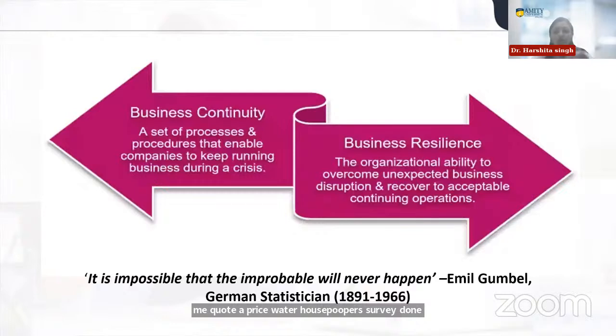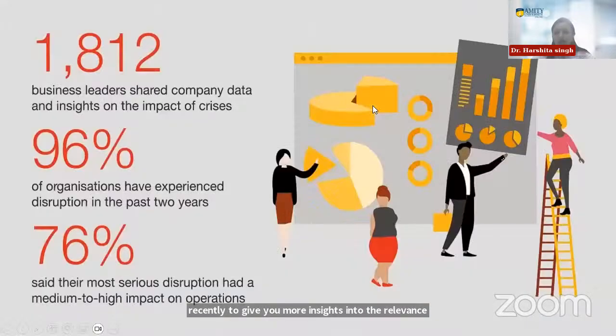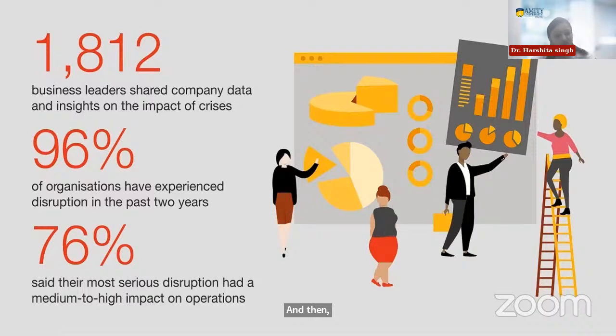But before I share some real life insights, let me quote a PricewaterhouseCoopers survey done recently to give you more insights into the relevance of business resilience. In a recent study by PricewaterhouseCoopers in 2023, popularly known as the Global Resilience Survey, done on around 1,800 business leaders, it was found that 96% of organizations have experienced some kind of business disruption in the past 2 years. And 76% of executives agree that their most serious disruption had a medium to high impact on their operations. The low is not there in the picture.